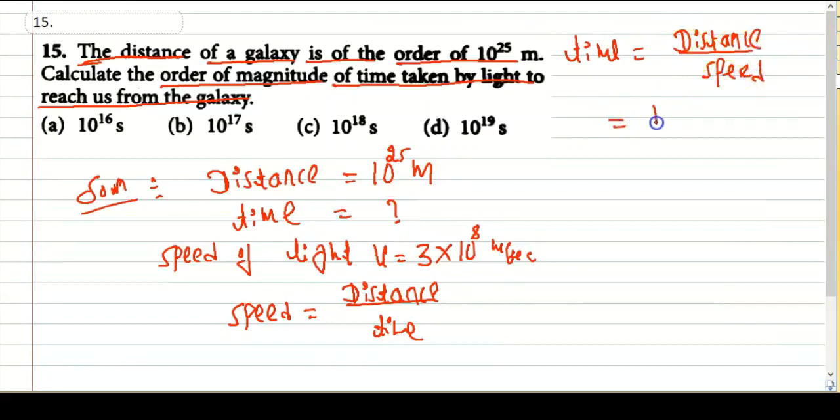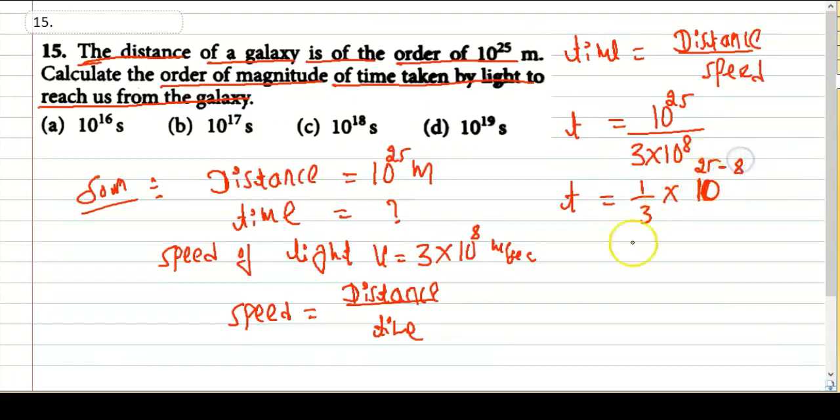So then distance is how much? Distance is 10 to the power of 25 divided by speed, which is 3 into 10 to the power of 8. So time is equal to 1 by 3 into 10 to the power of 25 minus 8. So T is equal to 0.33 into 10 to the power of 17. So then T is equal to 3.3 into 10 to the power of 16 second.